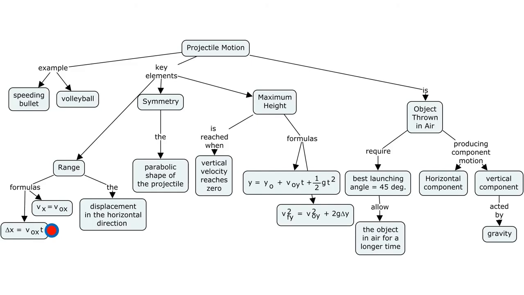While the range is actually calculated as the change in x, or the displacement in x, is equal to the initial velocity where the object was actually thrown into the air. So the component of that initial velocity along the x multiplied only by the time, that should be the range value. And so in the next slide, we will be making use of this formula to calculate for the range.